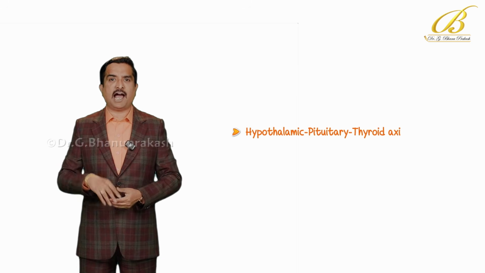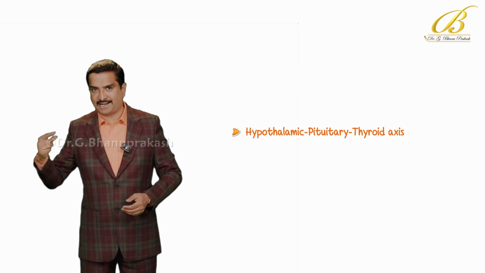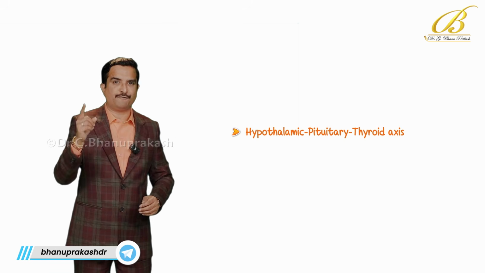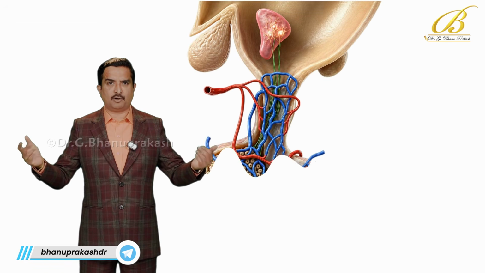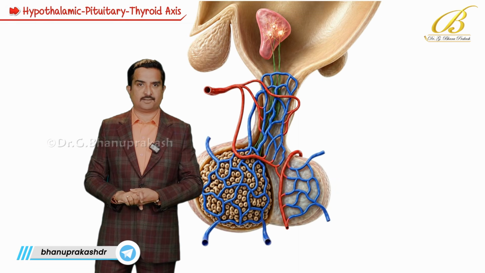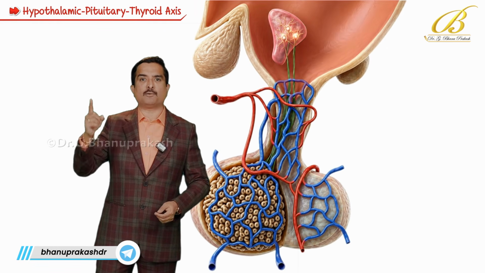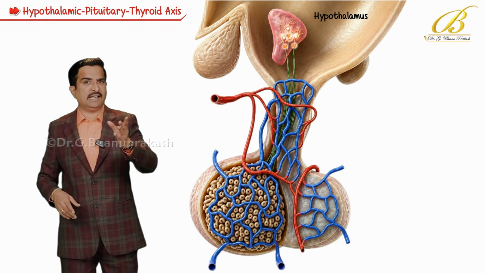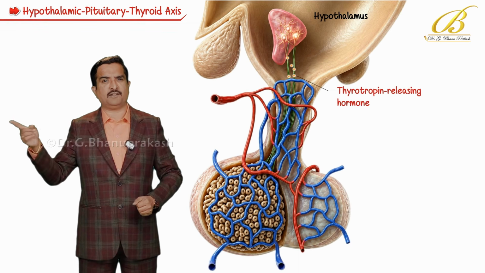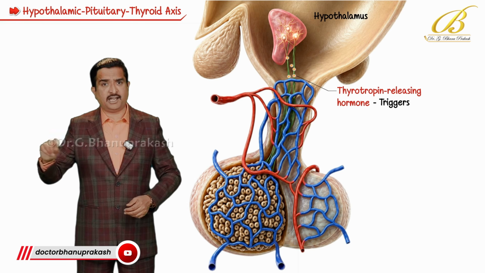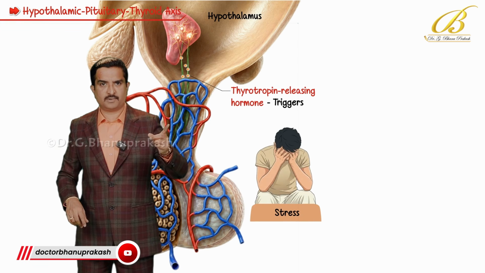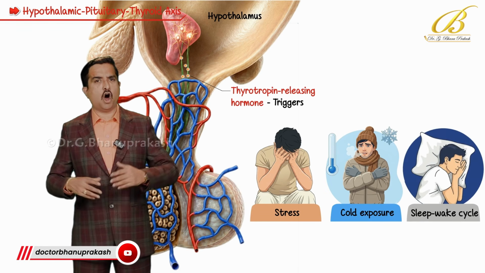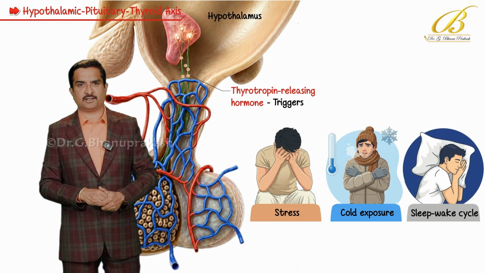So let's begin with the hypothalamic-pituitary-thyroid axis. What exactly is it? It is the central control system for thyroid function. At the top of this hormonal hierarchy is the hypothalamus, which releases a hormone called thyrotropin-releasing hormone. What triggers the TRH release? Stress, exposure to extreme cold, and the sleep-wake cycle all stimulate the release of TRH.